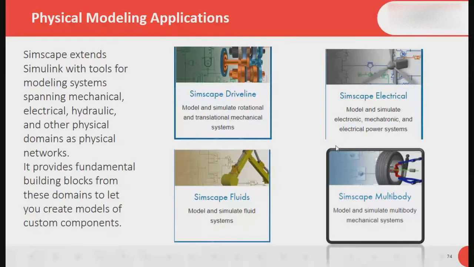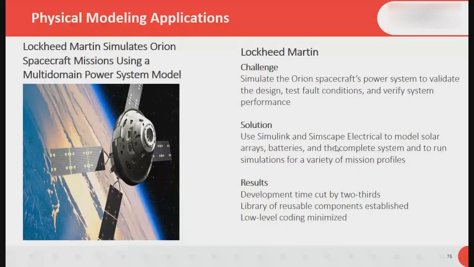Further, this is a case study of physical modeling. Lockheed Martin wanted to launch a spacecraft, so they used a multi-domain power system model. Their challenge was to simulate the Orion spacecraft's power system to validate the design, test fault conditions, and verify its performance. They used Simulink and Simscape Electrical to model solar arrays, batteries, and the complete system. Before going for the physical hardware, they tested and verified in Simulink.